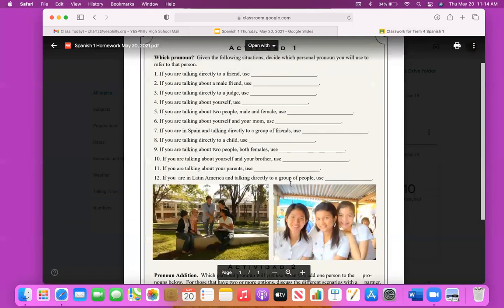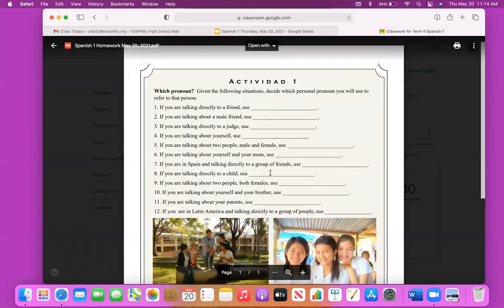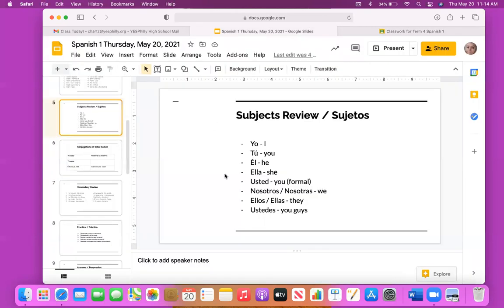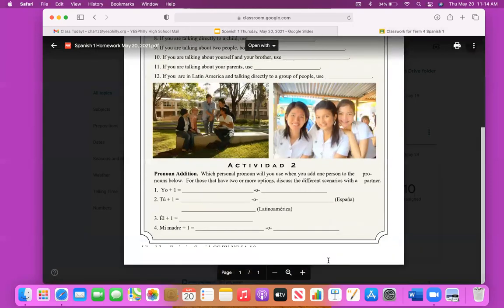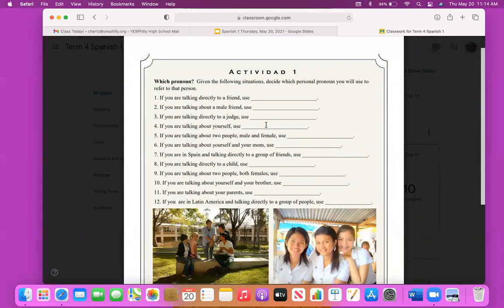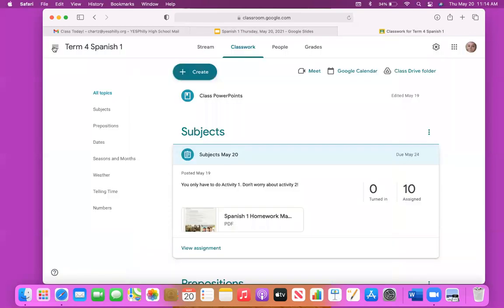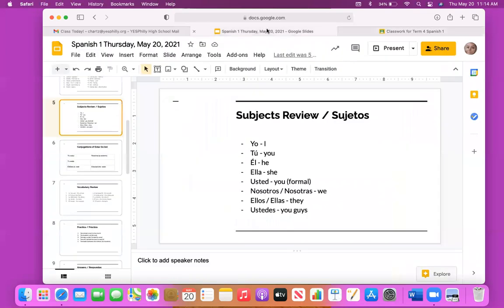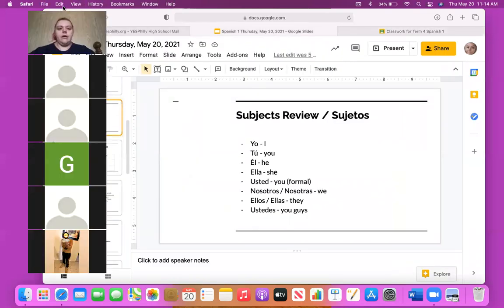So does anybody have any questions on this? You're just pretty much saying what word you're going to use. Is it yo, tú, él, ella, usted, nosotros, nosotras, ellos, ellas, or ustedes? Does anybody have any questions on that? And like I said, don't worry about activity 2, just do number 1. This is just to get you guys familiar with the subjects of sentences. Does that make sense? Because I know that sometimes that's difficult. Does anybody have any questions on that or not?